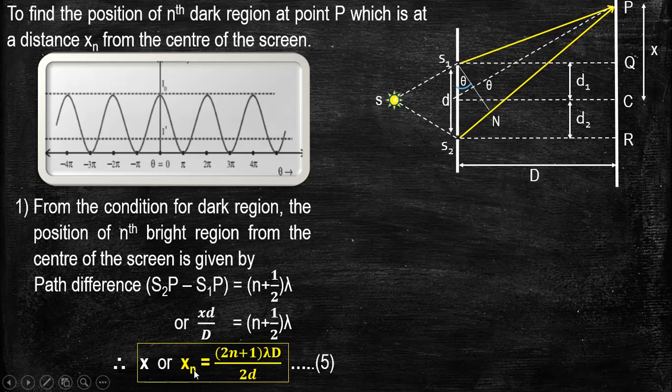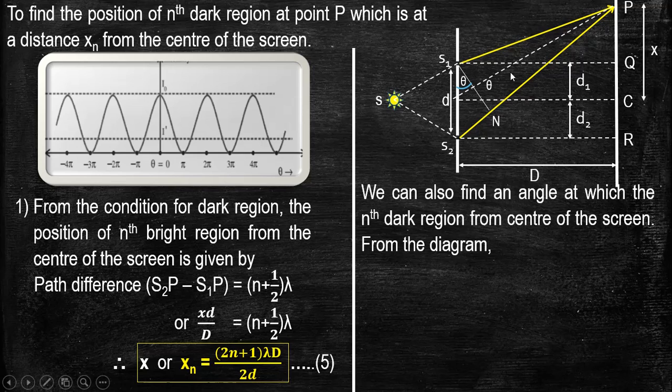If I put n equal to 0, then you get the first dark region from the center of the screen. If you put n equal to 1, you get the position of the second dark region from the center of the screen, and so on. So we can find out at what angle these dark regions are formed from the horizontal line drawn from the center of the screen. As it is, we have to repeat the same formula here.